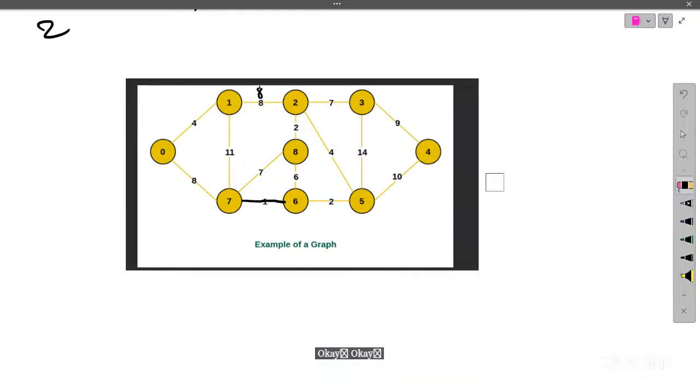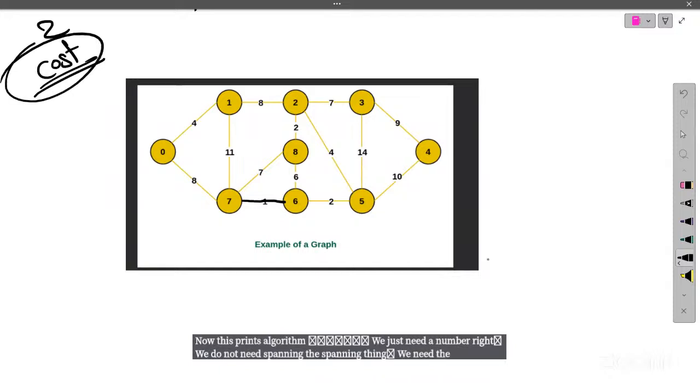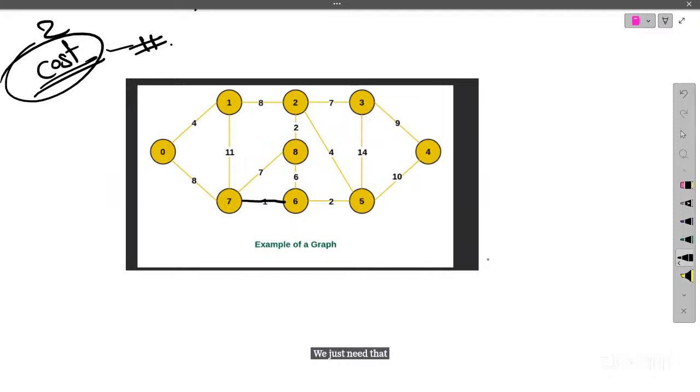Okay. Ma'am, is there any easier method to find the least cost? Because we have so many spanning trees we can find in this. No, Prim's algorithm and Kruskal's algorithm are very easy methods to find the least cost spanning tree. We just need a number, right? We don't need the spanning tree. We need a cost. Cost will be a number. We just need that minimum number.